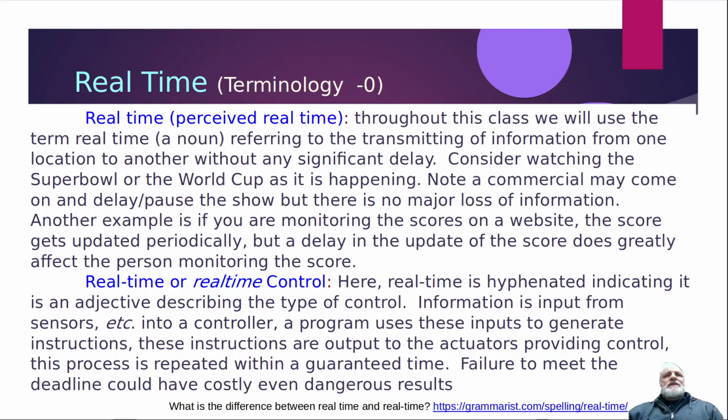Now, one of the things we'll talk about quite a bit in this class is something called real-time control. Okay, and so real-time, there are actually two different terms there. I've got a link down here to the Grammarcist, so you can read about it. But the difference is that real time, with a space, is technically a noun, and real-time, either hyphenated or as a whole word, is technically an adjective.